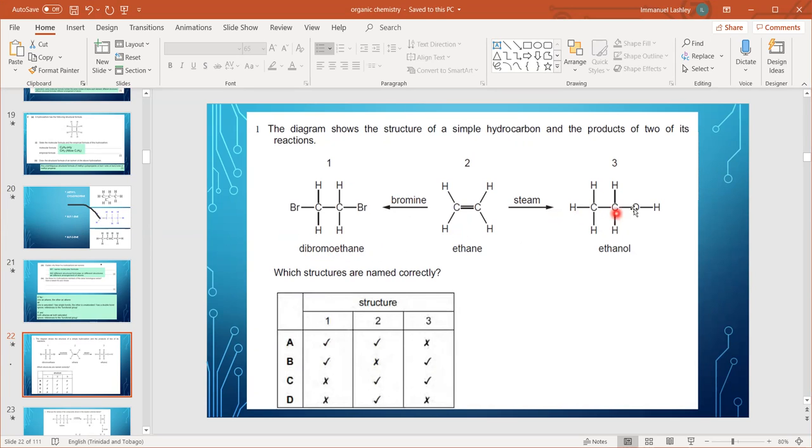And on the other side here, you have steam, and that produces ethanol. So when steam, which is water vapor, is added to this structure, it gives you ethanol. They ask which structures are named correctly, and right here, this is our error. The ethane should have been named ethene. The ethanol has two carbons, and anol means we have an OH group present. So this is ethanol. This is named correctly. So number 3 is correct. Number 2 is wrong, and number 1 is correct. So our answer should be 1 and 3, which is B as in boy.